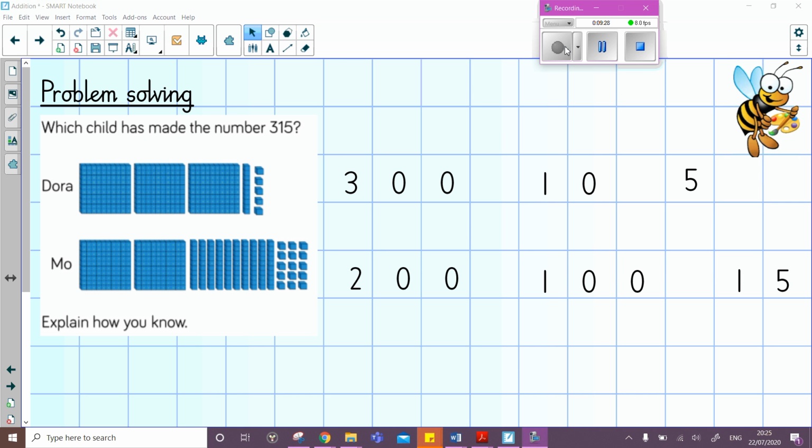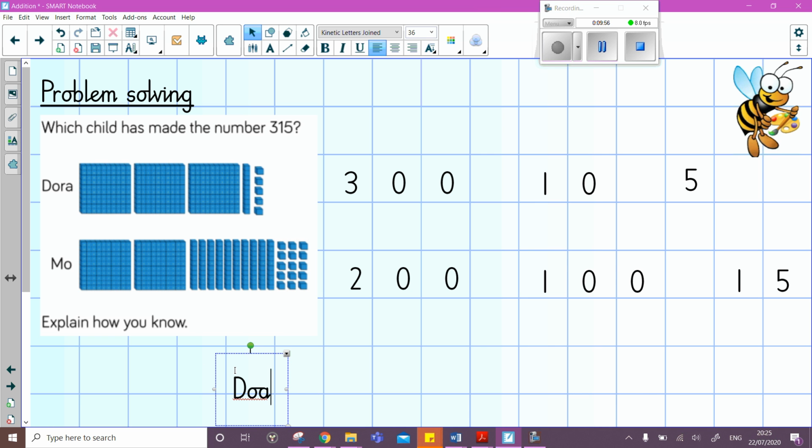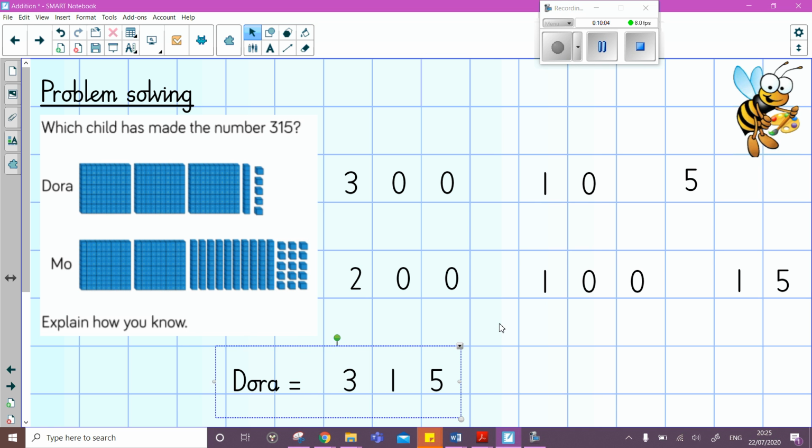Did you realise it was a little bit of a trick question? I've just done my jottings next to the pictures, just to help me and to help me justify exactly what is being represented. So I counted up my hundreds for Dora, 100, 200, 300, jotted it down, counted my tens, 10, and counted my ones, 5 ones. So 300 add 10 is 310, add 5 is 315. So Dora has represented 315. Now let's have a look at Mo.